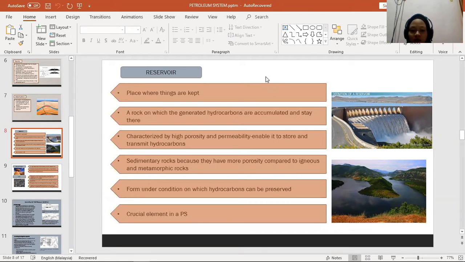Next, it is a type of sedimentary rock because they have more porosity compared to igneous and metamorphic rocks. I guess you are familiar with all these types of rock, so I do not need to explain in more detail. Last but not least, it is formed under conditions in which hydrocarbons can be preserved, and it's one of the crucial elements in the petroleum system.